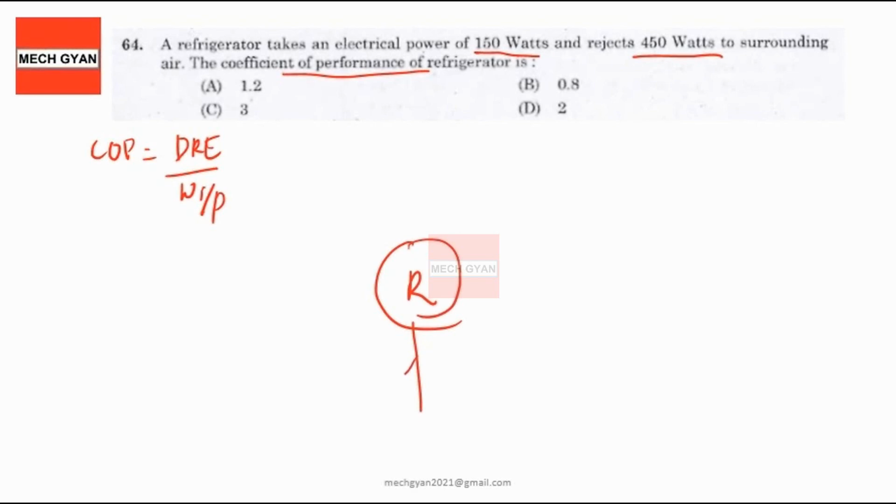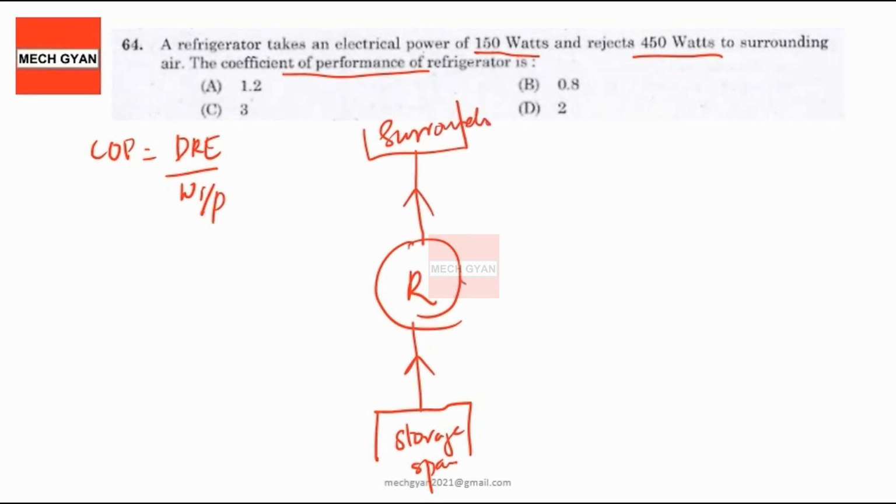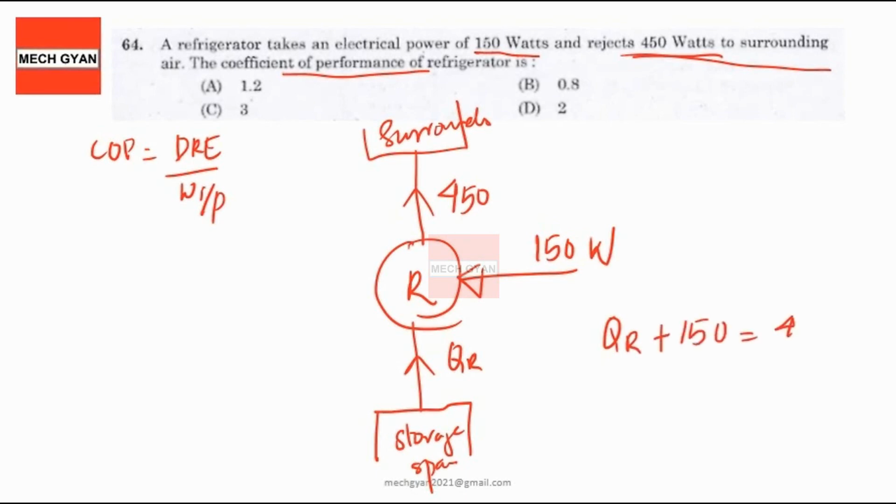So it takes heat from the storage space. So this is a storage space, and it rejects heat to the surrounding. This is the surrounding, and work is done on it. So here the electric power supplied, the work done, is 150 watts, and it rejects 450 watts to the surroundings. So it is 450 watts. So what is QR? We know that two lines are going into the refrigerator. So QR plus 150 is equal to 450. So basically QR is 300.